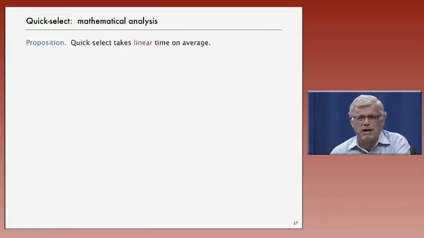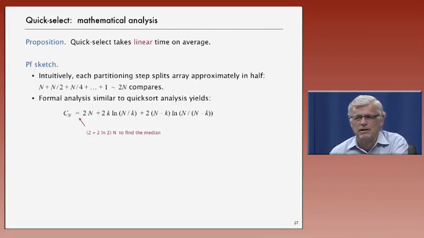All right, so there needs to be a mathematical analysis to characterize the running time of this program, and the fact is that quickselect, this method, takes linear time on the average. We won't give the full proof. It's actually quite a bit more complicated than the one just done for quicksort. But intuitively, we can see kind of what happens. Each partitioning step maybe splits the array approximately in half. So that means if it did exactly in half, you'd have n plus n over 2 plus n over 4 and so forth, which adds up to about 2n compares, so linear cost.